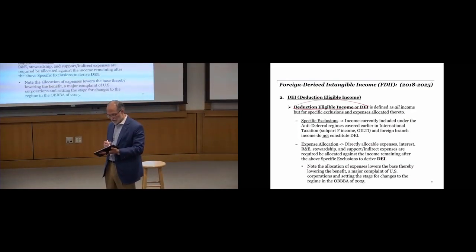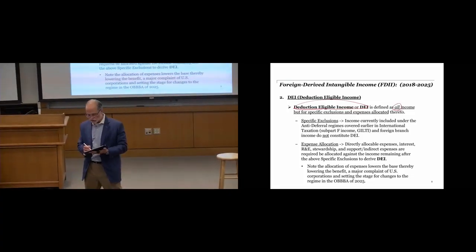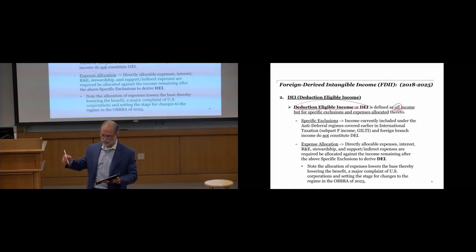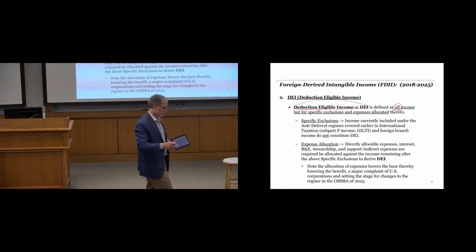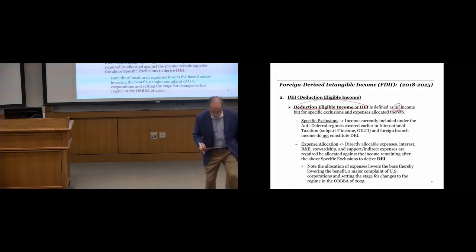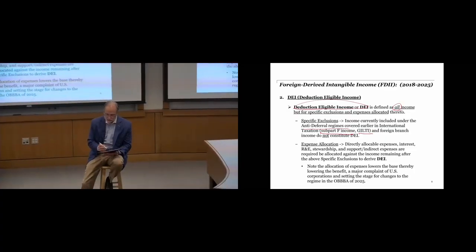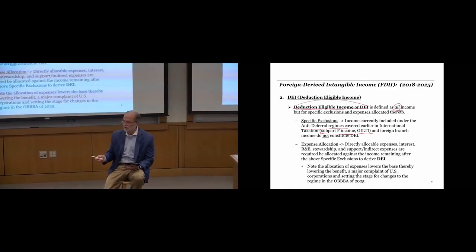Deduction eligible income. The way this is phrased is it's all income, but certain items are specifically excluded, and I allocate expenses against that income. My specific exclusions are income included under the anti-deferral regimes we covered in international taxation. Remember Subpart F? GILTI and foreign branch income do not constitute deduction eligible income.